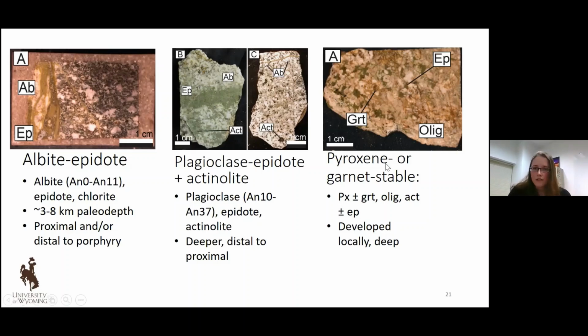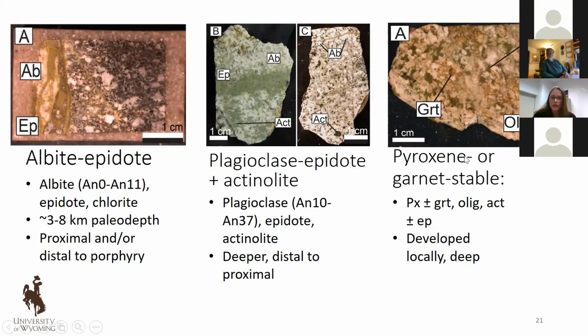And the third calcic assemblage is the pure, or garnet, form of alteration that we would see: garnet, oligoclase, actinolite, plus or minus epidote. And this was really locally developed. We typically wouldn't see outcrops more than maybe a couple tens of square meters at surface. And this tended to be very deep. So in the rare systems where we get to see all three assemblages exposed at surface, this would be the deepest form of sodic-calcic alteration.